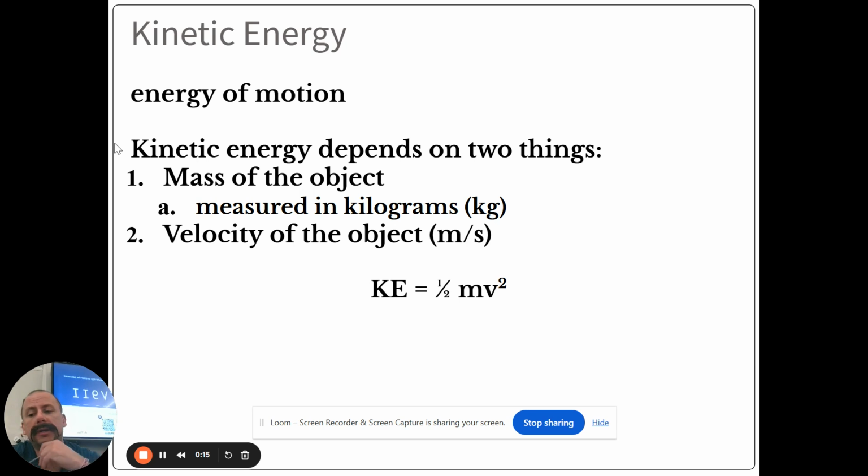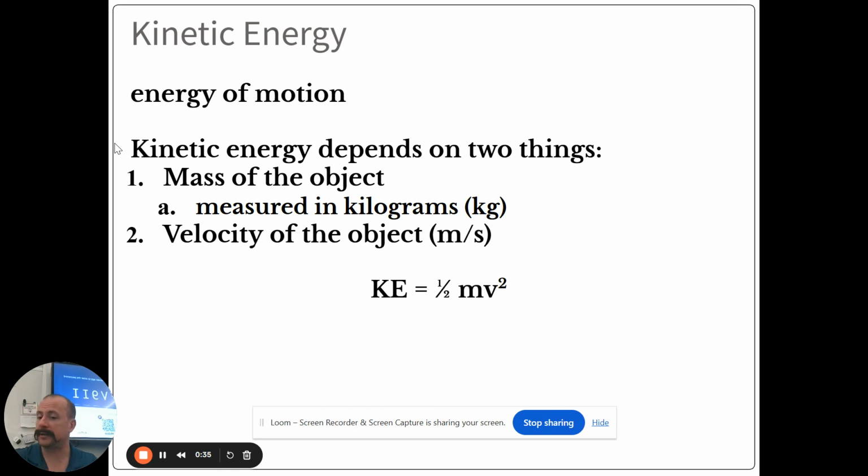Now, kinetic energy really just depends on two things. It depends on the mass of the object. What is the overall size? Is it pretty small? Is it pretty large? It's the difference between stepping in front of a tennis ball that might be rolling down not very fast versus a bowling ball coming at you. One's going to hurt a little bit more than the other.